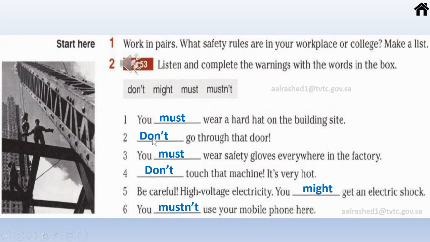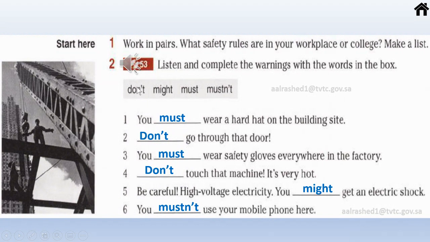So the opposite of this is to remove the negative. Here you don't need to put the negative. If you want to use the positive, you would use the word go. Go through that door. If you are willing to tell someone to not do this action, you need to put the negative at the beginning. Don't. As you can see, don't. If you use don't at the beginning, you don't need a subject. Okay, what do you mean by subject? Like you.